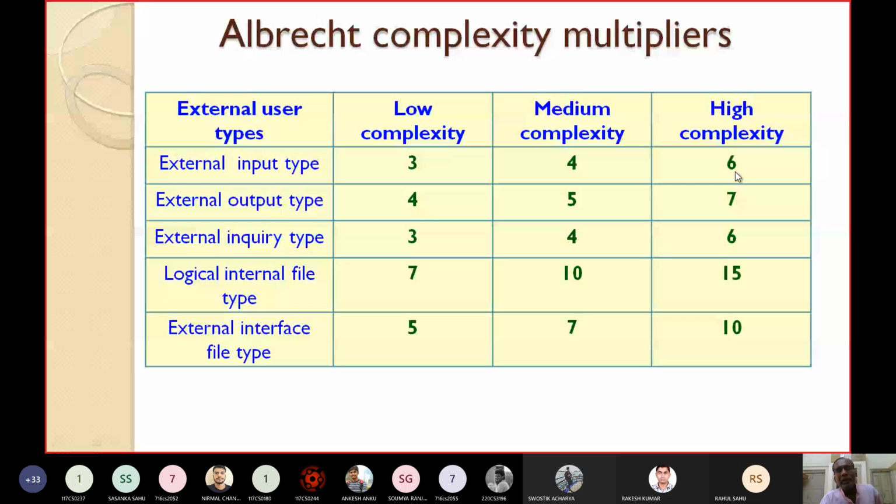So if in the examination nothing is mentioned regarding complexity, you have to assume it is medium. Please remember, in the examination a problem may come. If the complexities are specially mentioned, the values will be given. If the complexities are not mentioned, you have to assume they are medium, and this medium complexity you remember. For input, the complexity is 4. For output, complexity is 5. For inquiry, complexity is 4. For file, complexity is 10. And for interface, complexity is 7. So if it is given, you take these things. If it is not given, you have to assume the medium complexity values.